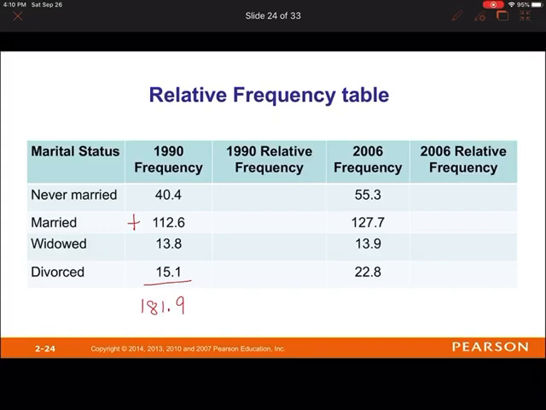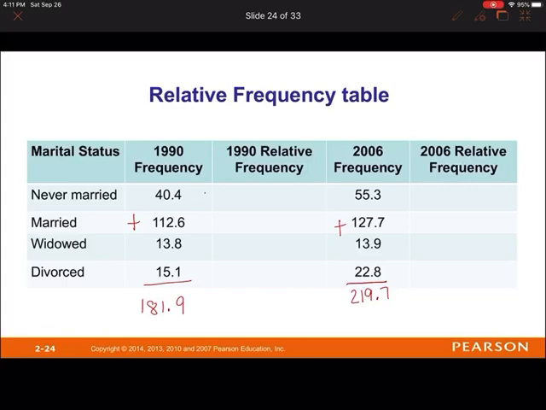Then when I add straight down for 2006, the frequencies there, you should get an answer of 219.7. So to find your relative frequency, I'll write the first one out in each category, but it's going to get kind of messy. So I'll just write the first one out and I'll talk you through the other ones.